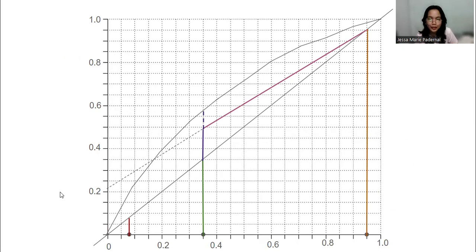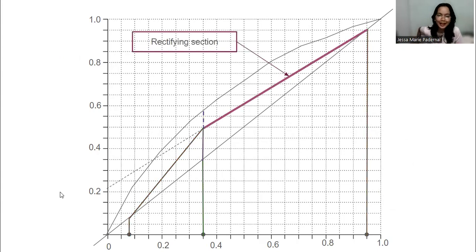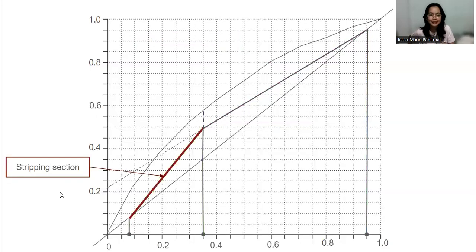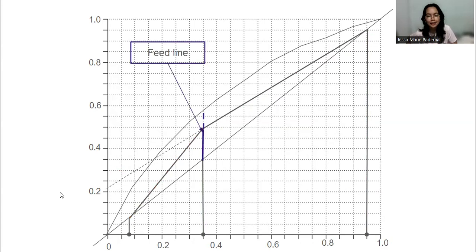To draw our stripping line, we start at the point where the rectifying line and the feed line intersect, then connect it to the point xw. So to recap, this is our rectifying section, and this will be our stripping section, and the vertical line is our feed line.